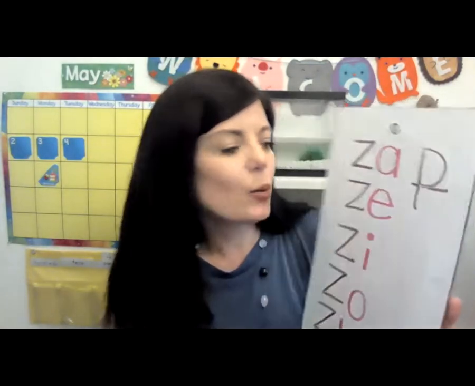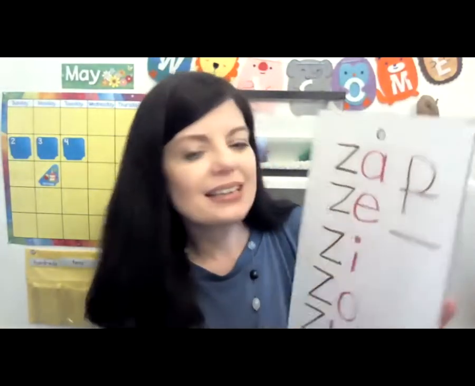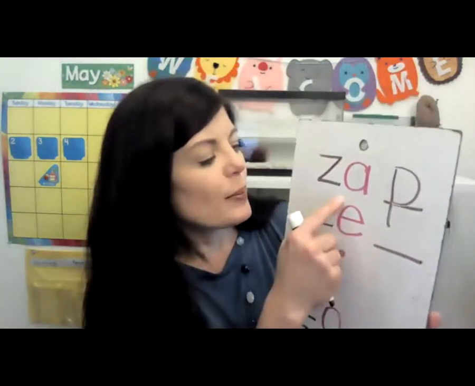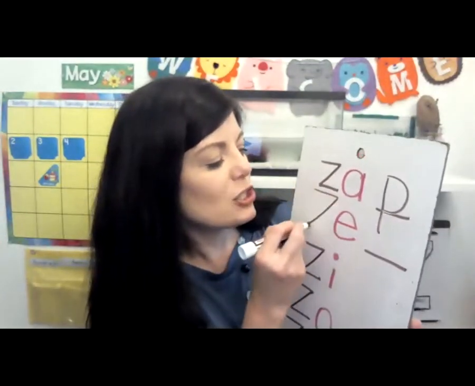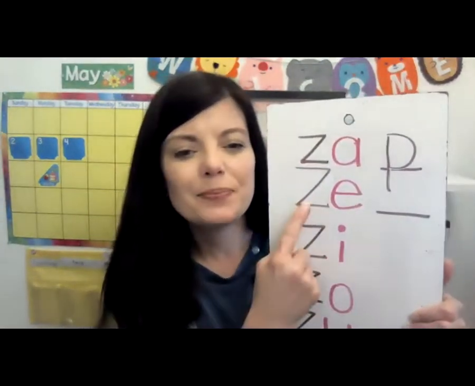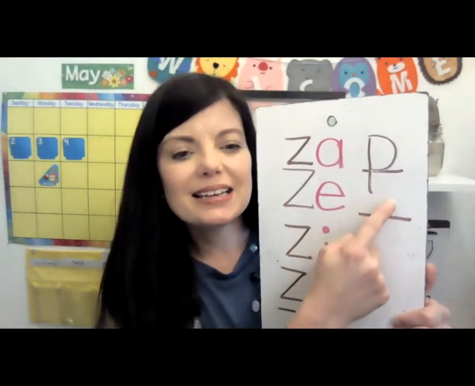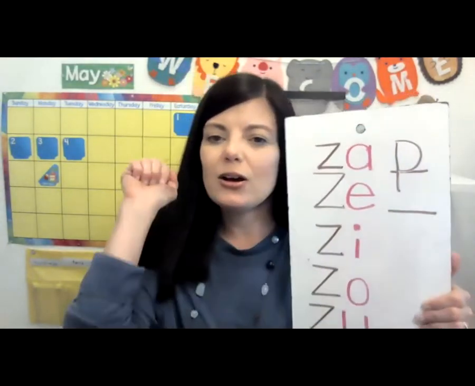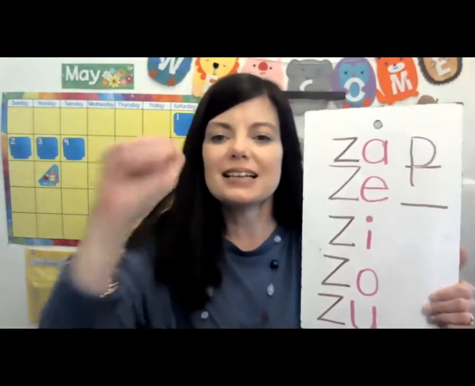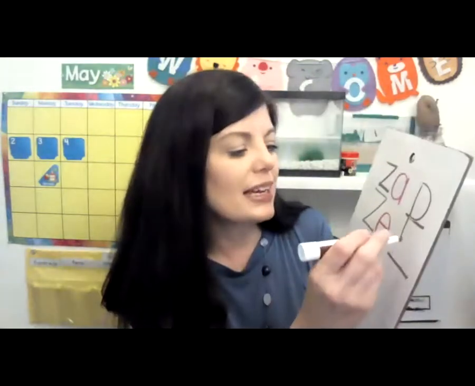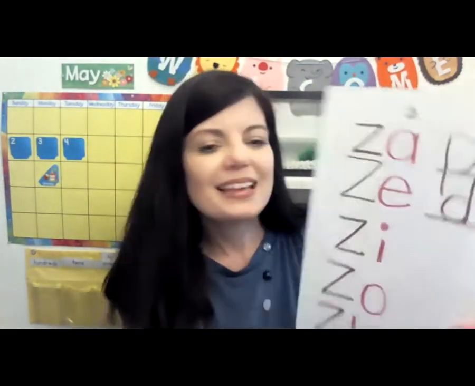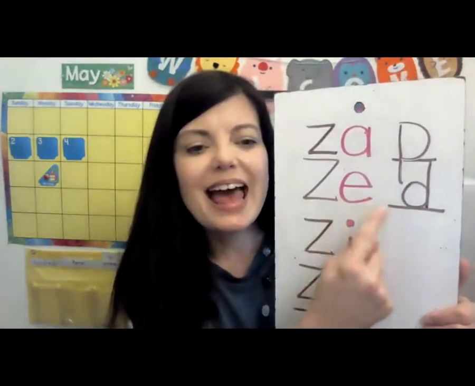Let's make this second one say Z. Z is a name, so I'm going to change this little Z to a big uppercase Z. What letter do I need right here? What letter says D, D, D, D, D? Like when you're knocking on the door. That's letter D. Zed.